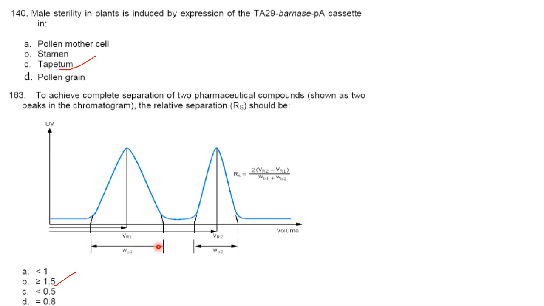This is Wb1 and Wb2. To completely separate two molecules, RS must be equal to or at least 1.5. So RS greater than 1.5. So answer is option B.